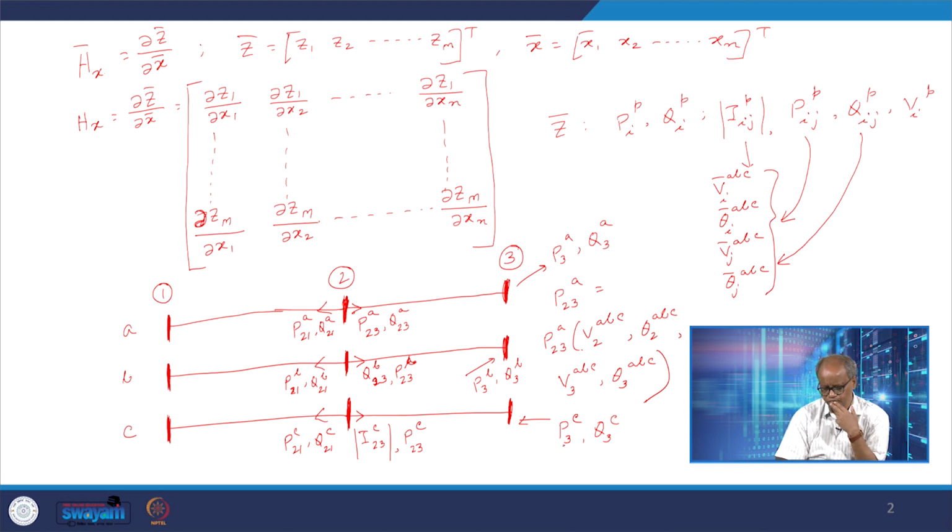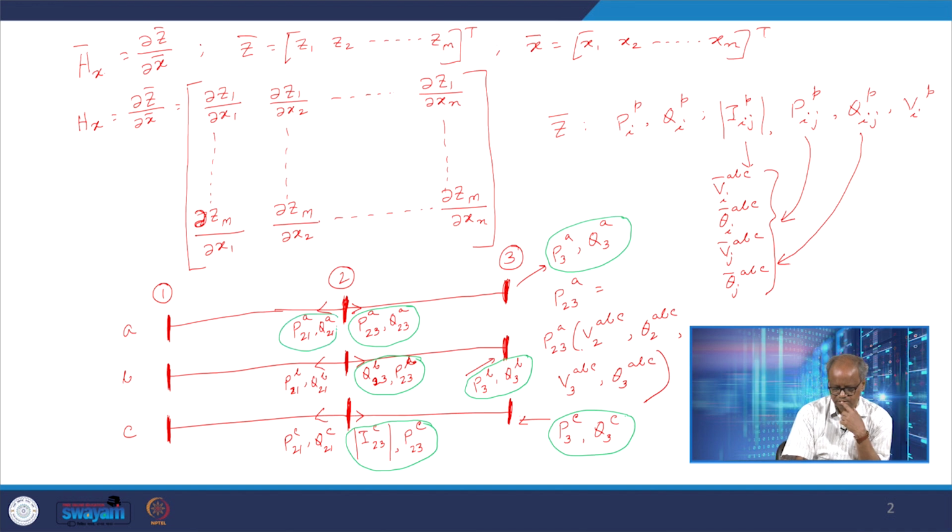1, 2, 3, 4, 5, 6. So these quantities within these circles are the measurements. Suppose these are the measurements. Right, so 1, 2, 3, 4, 5, 6, 7, 8, 9, 9 into 2, 18. So I have got 17 states and 18 measurements.